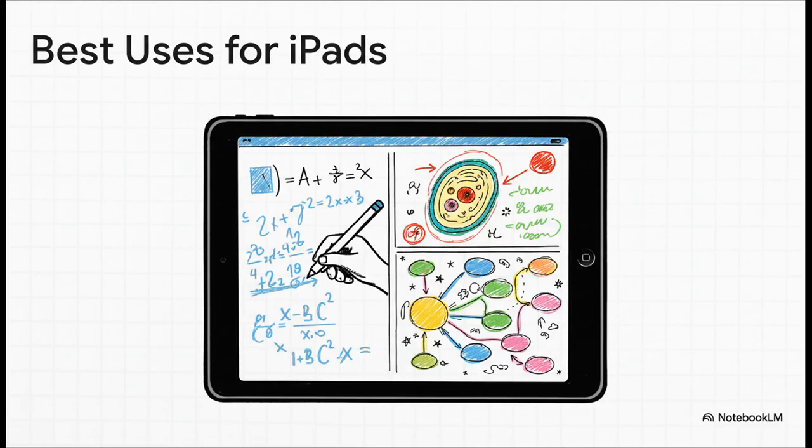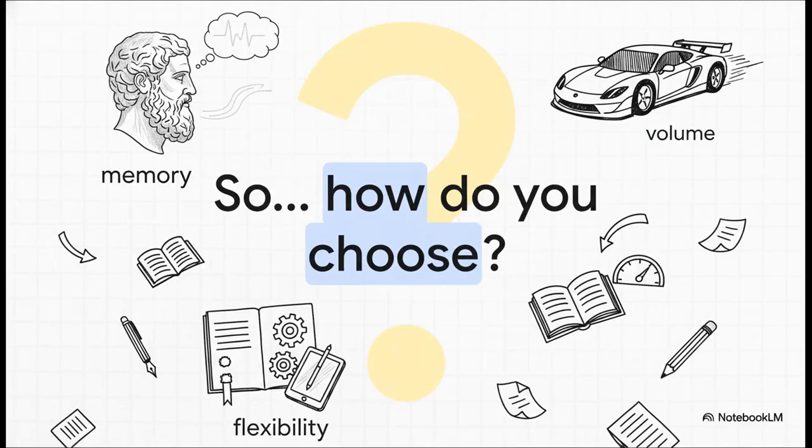And this is where the iPad really becomes a superpower. Just think about it, working through a math problem step by step, annotating a diagram of a cell in biology, creating a huge, colorful mind map for history. For any task that's super visual or involves mixing different types of media, the iPad is pretty much unbeatable. Okay, let's recap. We have the classic thinker for memory, the speed demon for volume, and the versatile hybrid for flexibility. 3 really great options.